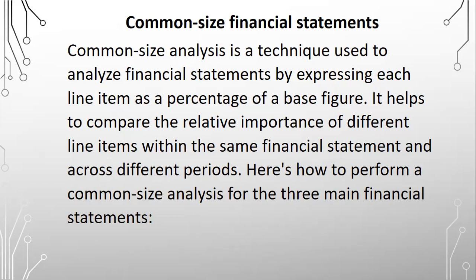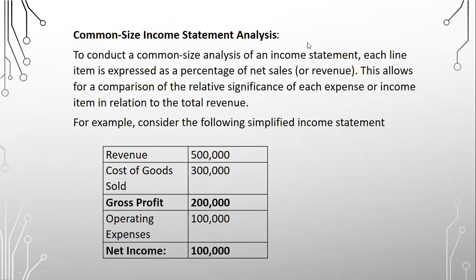So common size financial statement is also known as vertical analysis. Vertical, from up to down, common size. So it helps to compare the relative importance of different line items within the same financial statement and across different periods. So here is how you perform a common size analysis for the three main financial statements, which are the balance sheet, the income statement, and the cash flow statement.